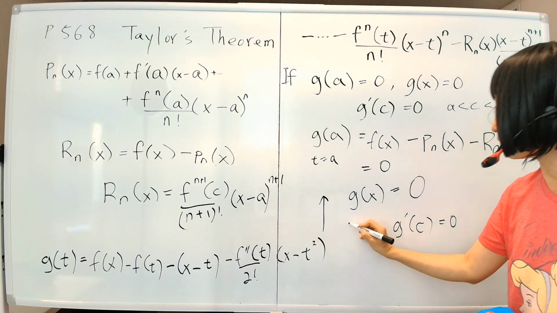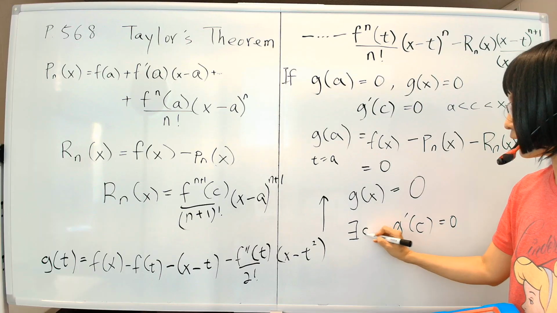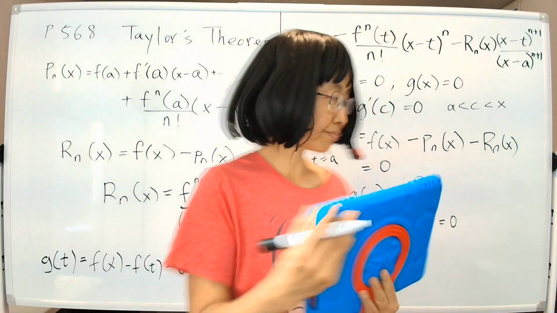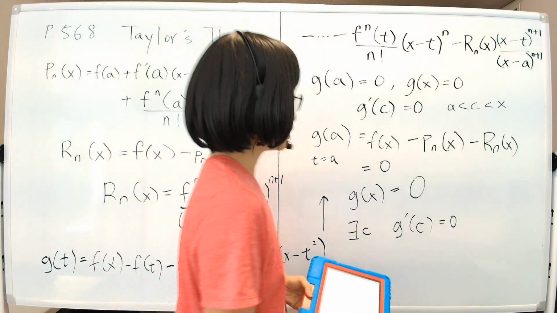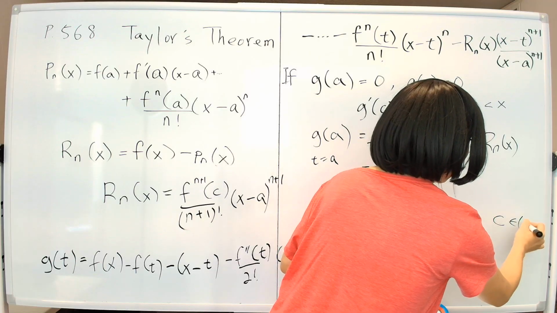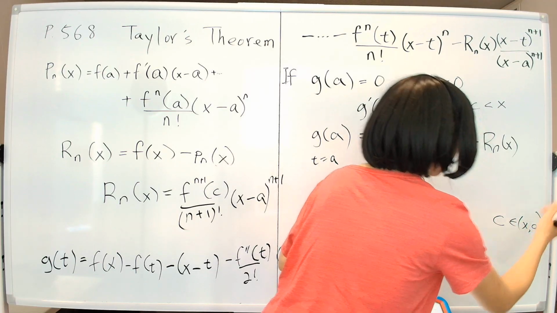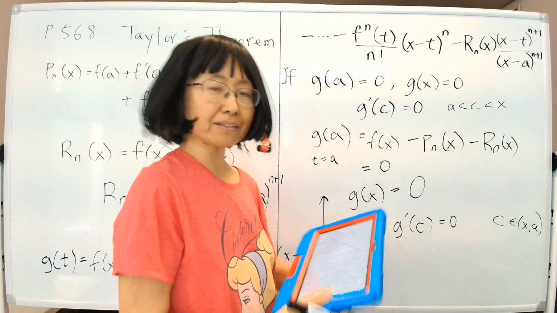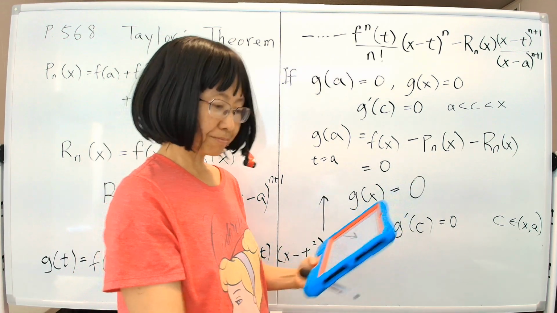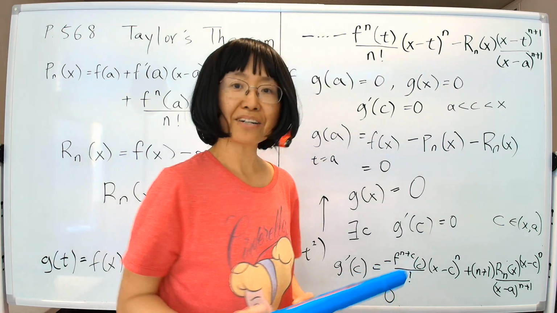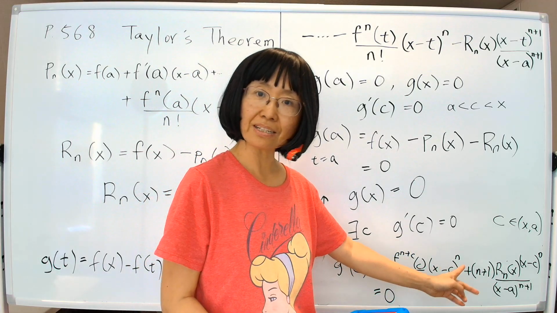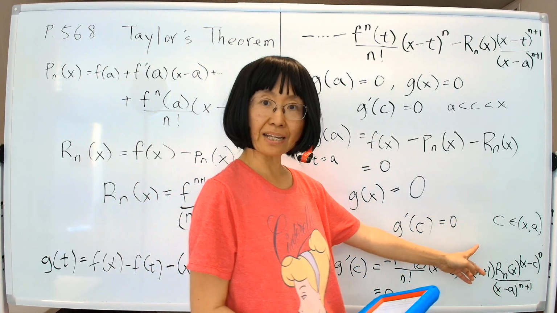We'll write backwards. E means there exists c such that g prime of c equals 0, for c between x and a. Anyway, that is true by Rolle's theorem. So we have come pretty good. And next, okay, now we have figured out that there exists a c such that g prime of c equals 0, where c is between x and a somehow.